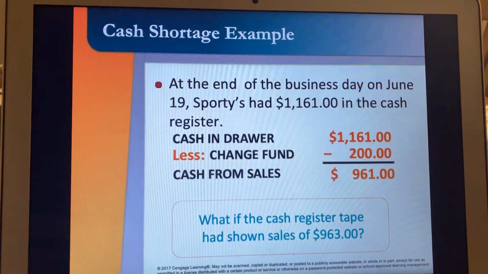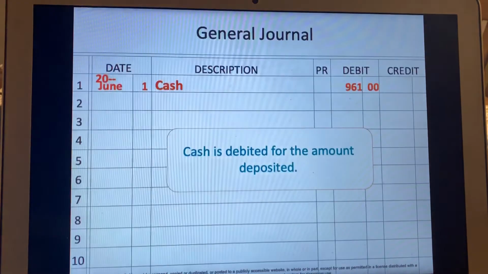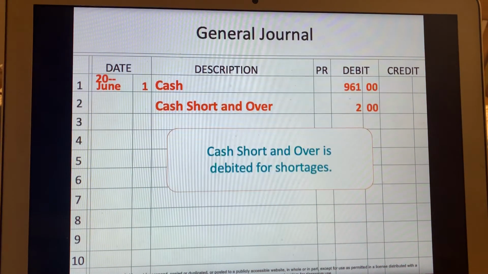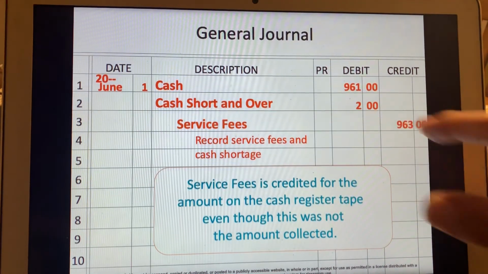At the end of the business day on June 19, Shorty's had $209.61 in the cash register, cash in hand $209.61 minus $200, cash from sales $9.61. The register tape shows $9.63, so it looks like we are short. We are short $0.02, so this will go in cash short and over. So here's cash of $9.61, cash short and over $0.02, and service fees of $9.63. So we just recorded that it was short.